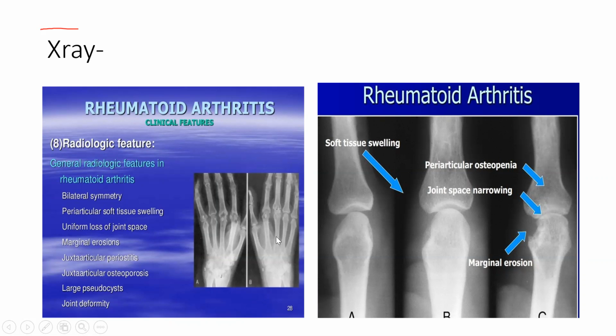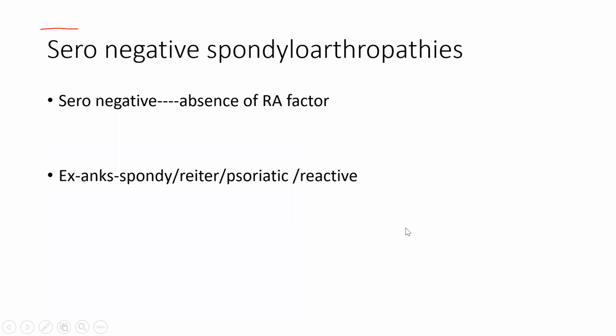Okay. The only one thing that is important here, I'll tell you, is this bilateral symmetry. Okay, swelling, joint space narrowing, erosion, so everything related to arthritis, nothing specific. So nothing is specific. Now there is another, so rheumatoid factor. Now there are two types of diseases.